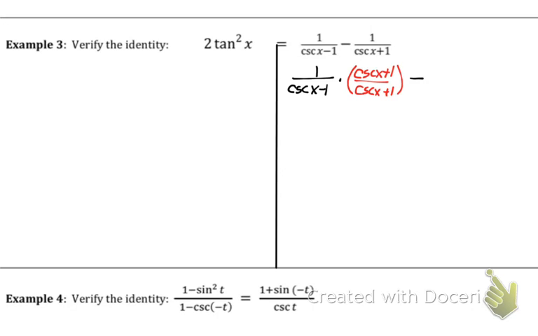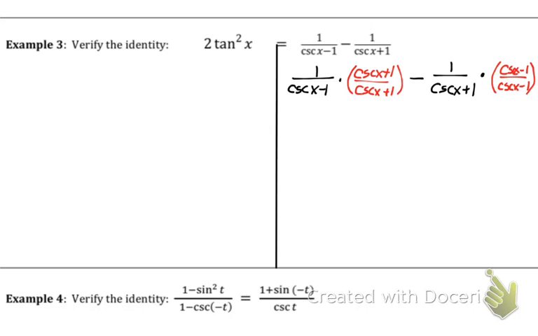Minus, that minus sign is going to mess us up for a little bit, but we're going to have 1 over cosecant x plus 1 times the denominator of the other one, which would be cosecant x minus 1 over cosecant x minus 1. Now let's just do the multiplications.